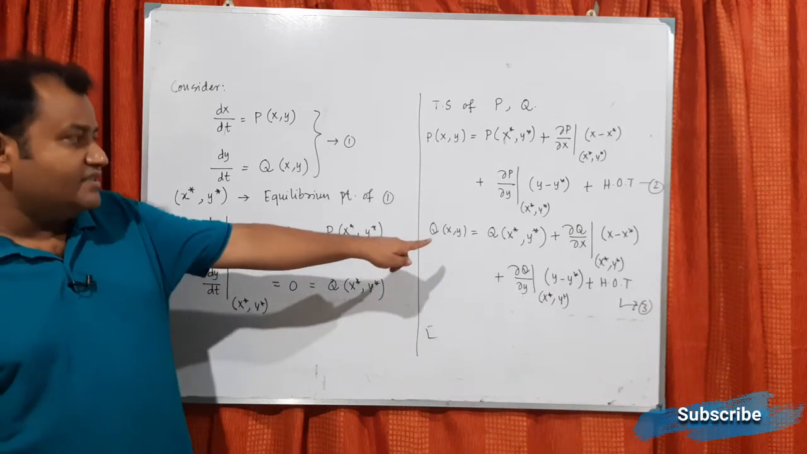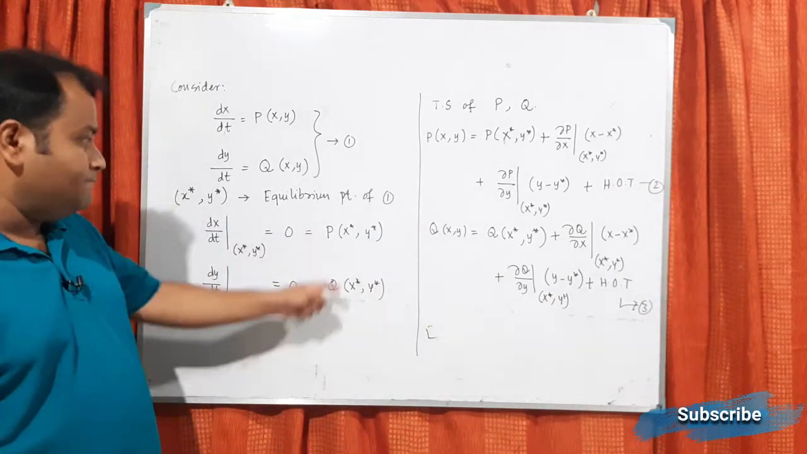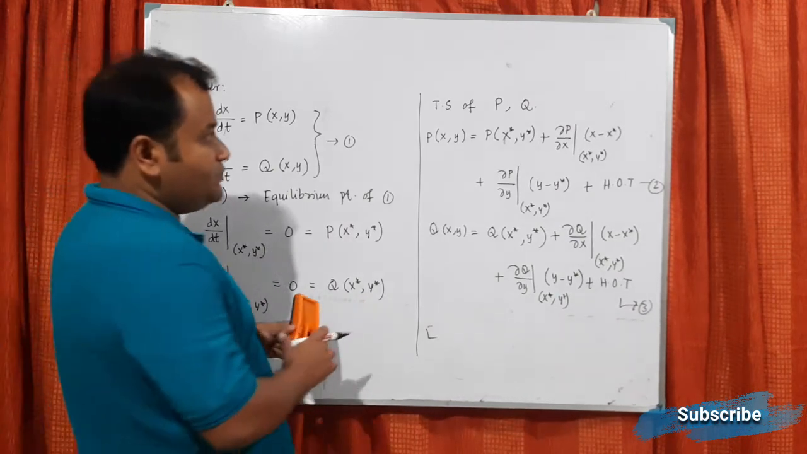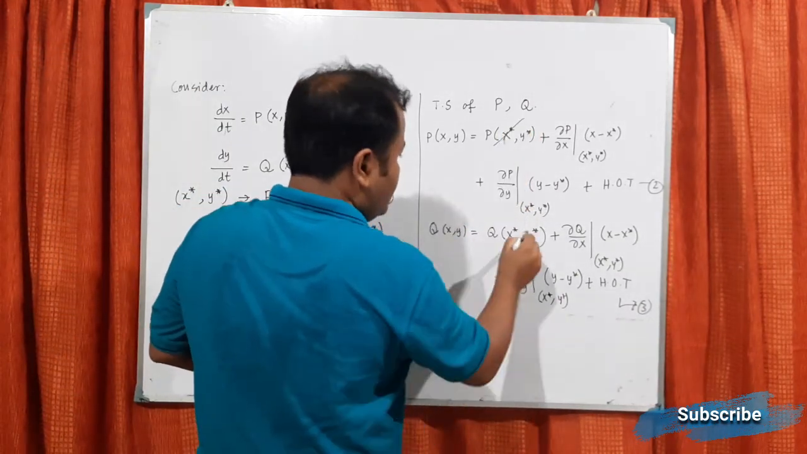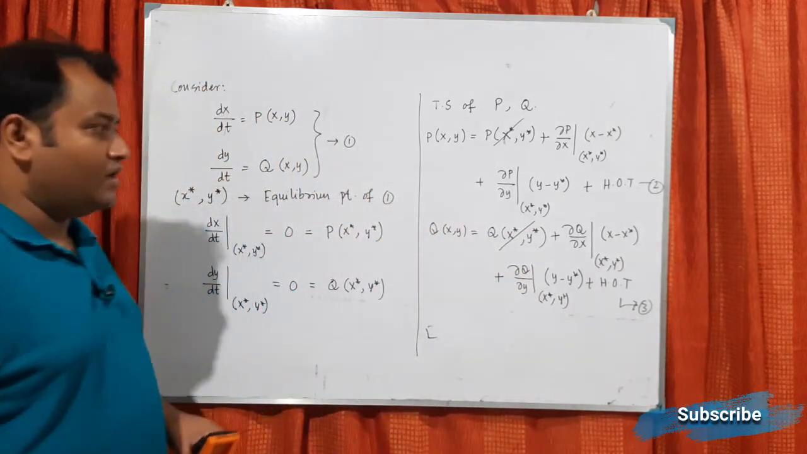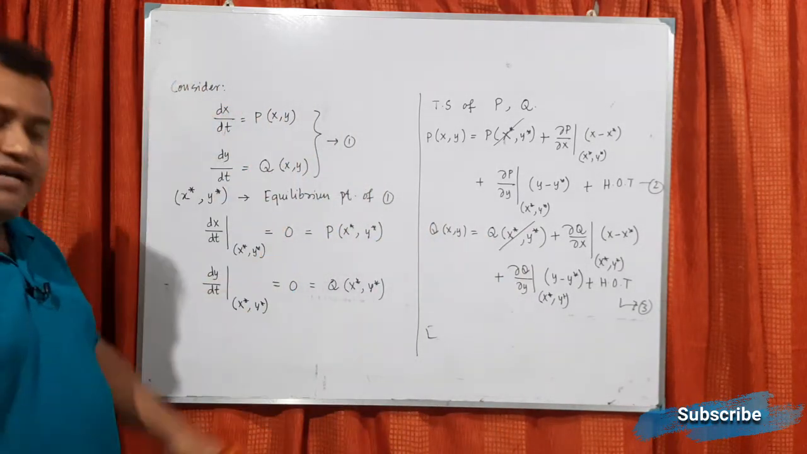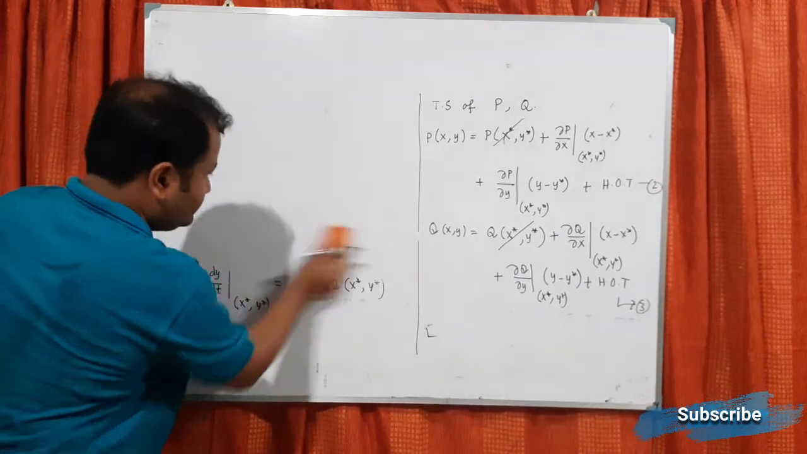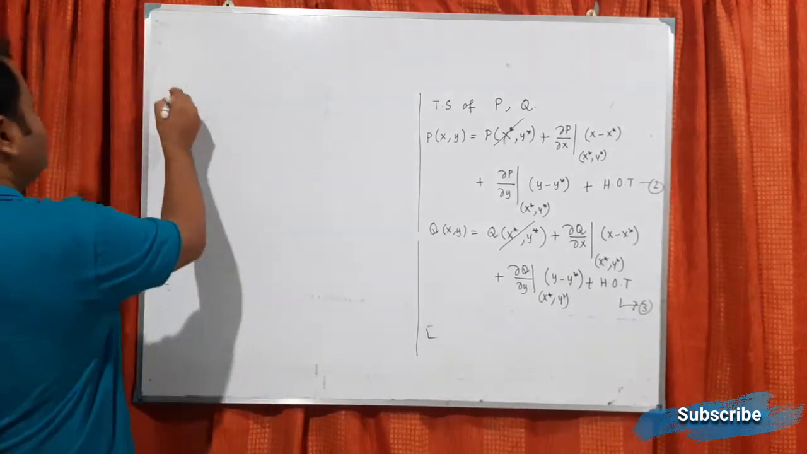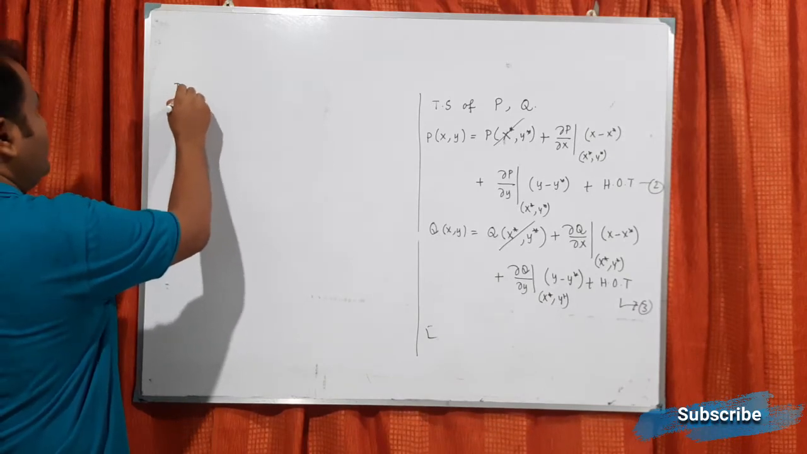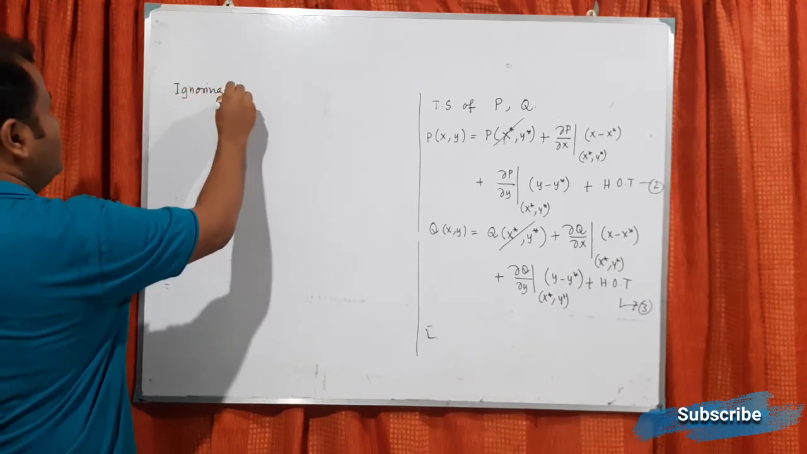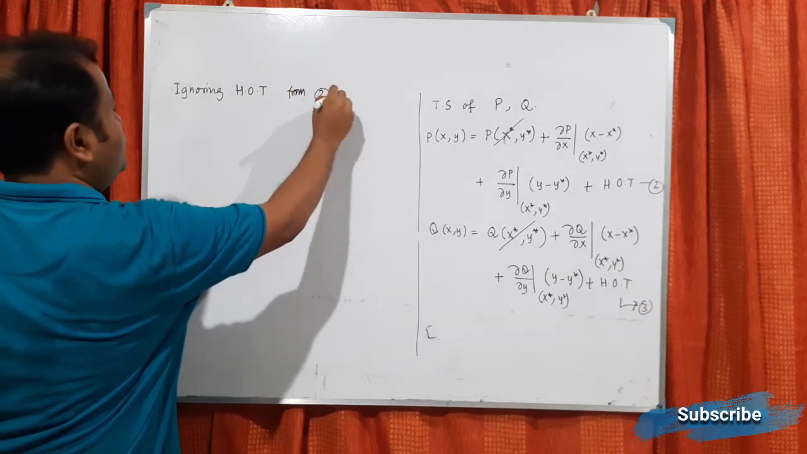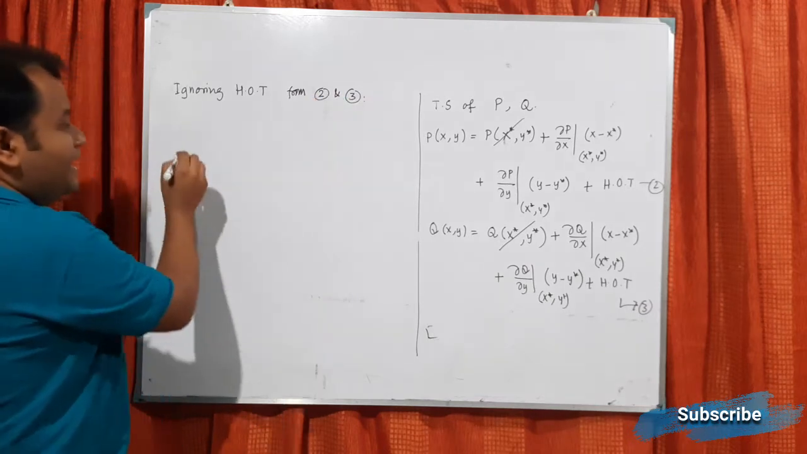Now what is (x*, y*)? It is an equilibrium point. So p(x*, y*) is 0, q(x*, y*) is 0. So that means this portion will be 0, this portion will be 0. And if we ignore the higher order terms, from 2 and 3, what we get?